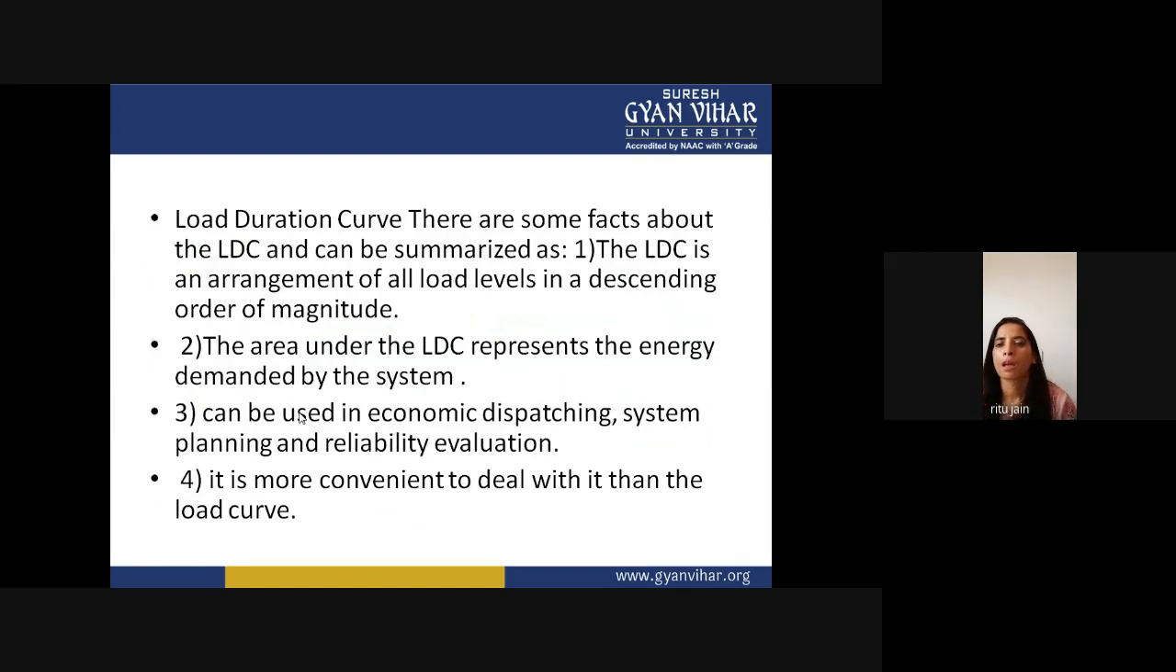Now, let's come to the load duration curve. We discussed the daily load curve, which we plot between time and load. The load duration curve is an arrangement of all load levels in descending order of magnitude. First you take your maximum load, the highest load, after that the load which is less than the highest load, and you select these loads in descending order.